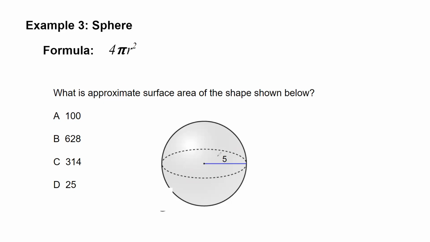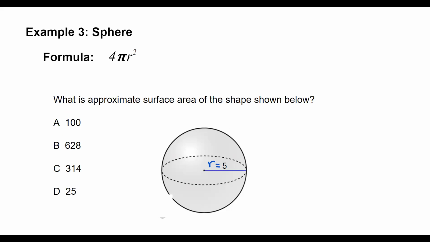And here is r. Now, we might have been given the diameter of this sphere. It would be exactly the same sphere if we were told that the diameter was 10. We divide by 2 and get the radius. And then we would proceed to substitute 4 times pi times 5 squared. Your calculator should give you 100 pi for that answer.